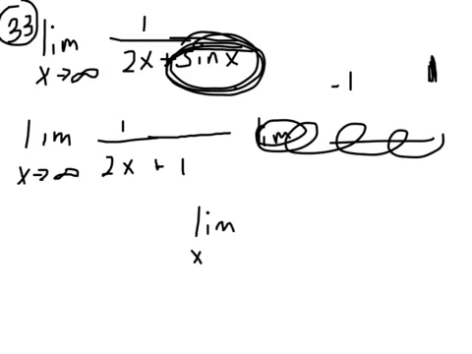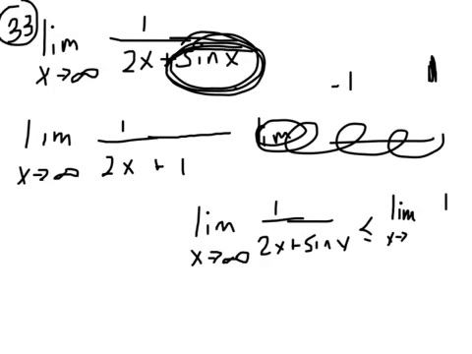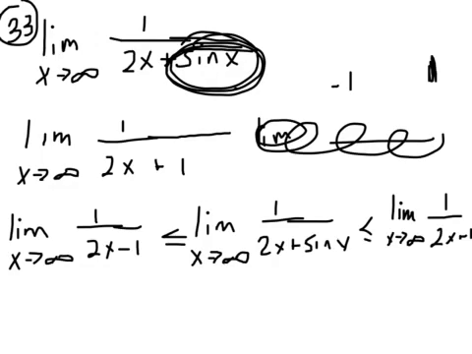My original limit, 1 over 2x plus sine x, is going to be sandwiched between, it could be less than or equal to, if the largest thing that sine x is going to be is 1, then I'm going to get 2x plus 1 here. And if the smallest thing it's going to be is negative 1, I'm going to have 1 over 2x minus 1. Here's the deal. If I plug in infinity in all these places, that plus 1 and that minus 1 are not going to matter, are they? This is going to be 1 over infinity, which goes to 0 down on this end. And out on this end, it's going to be 1 over infinity, which goes to 0.